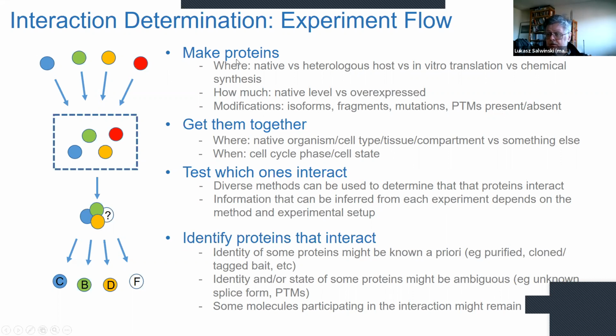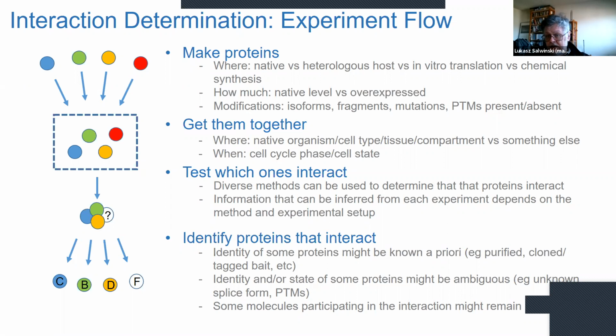We were making proteins. Then we've got to get those things to somehow interact. In some cases, it's as simple as making them together in the same cells without any modifications. We can look at natively expressed proteins in human cells and look for interactions between proteins without any modifications to them.